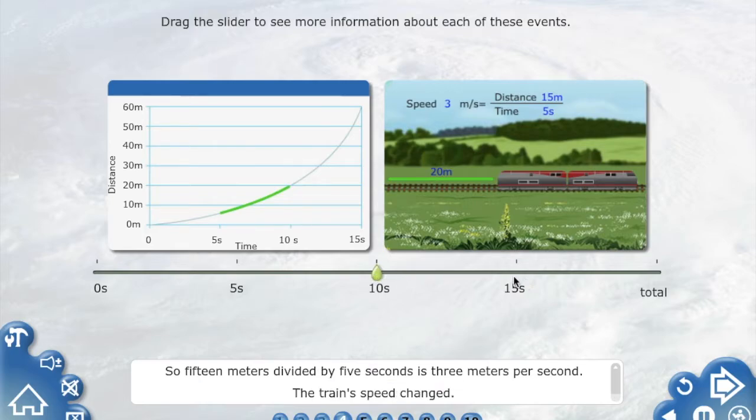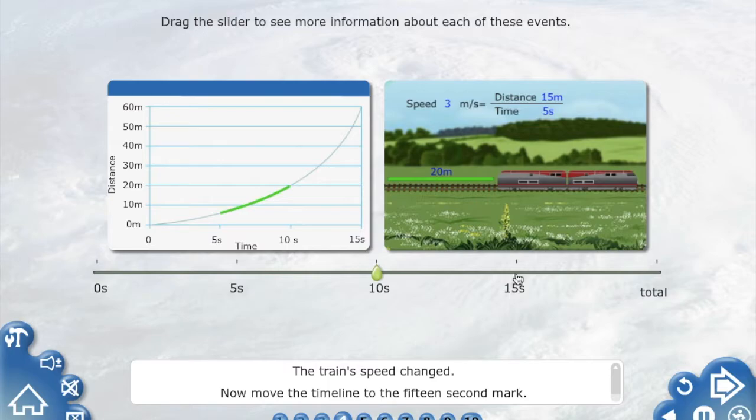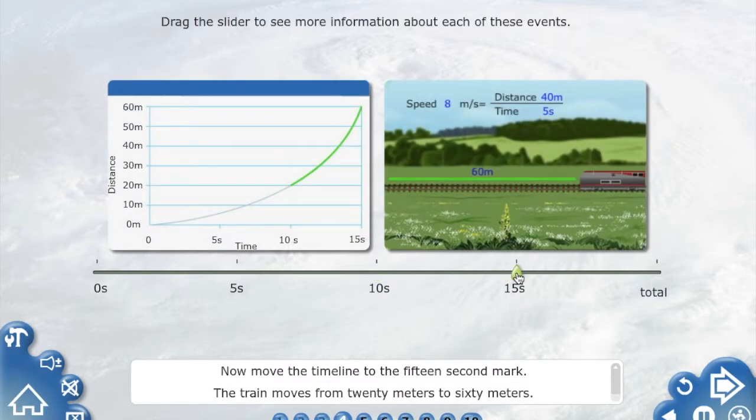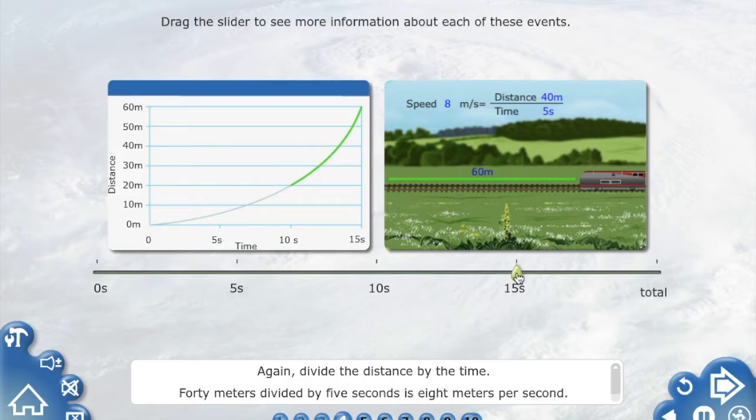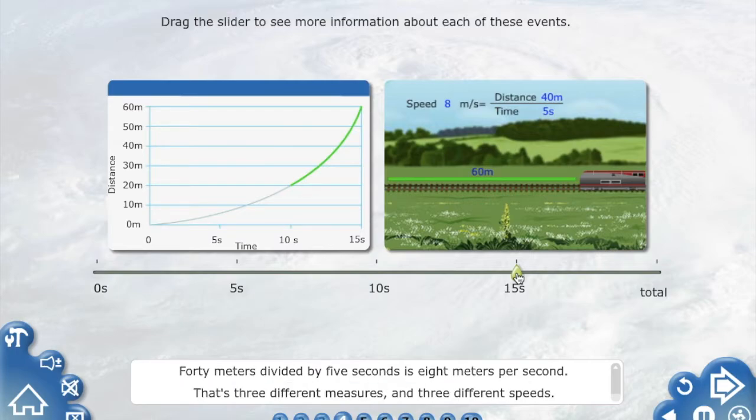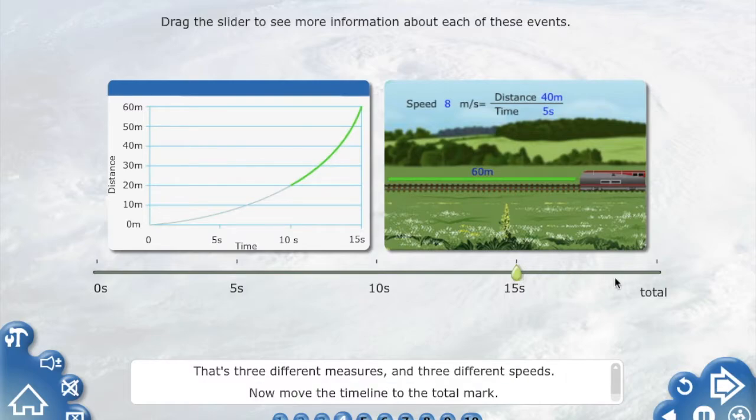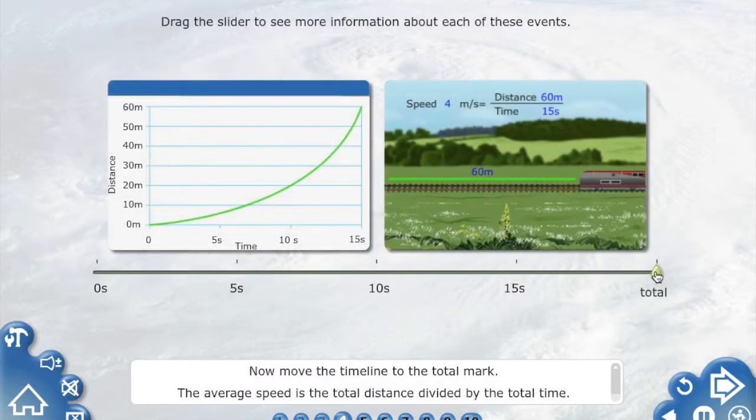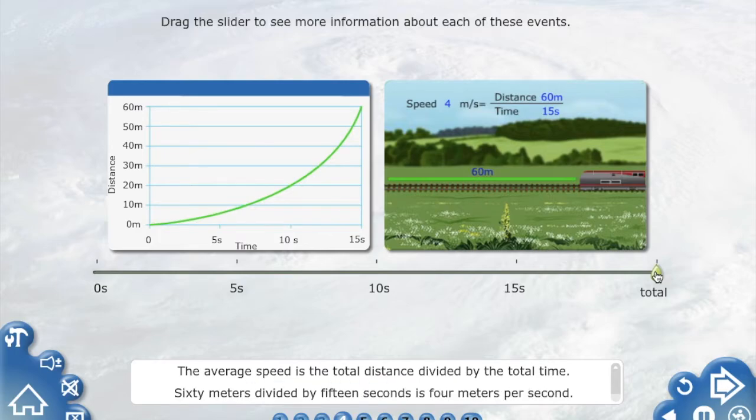The train speed changed. Now move the timeline to the 15-second mark. The train moves from 20 meters to 60 meters. The train traveled 40 meters in those last 5 seconds. Again, divide the distance by the time. 40 meters divided by 5 seconds is 8 meters per second. That's 3 different measures and 3 different speeds. Now move the timeline to the total mark. The average speed is the total distance divided by the total time. 60 meters divided by 15 seconds is 4 meters per second.